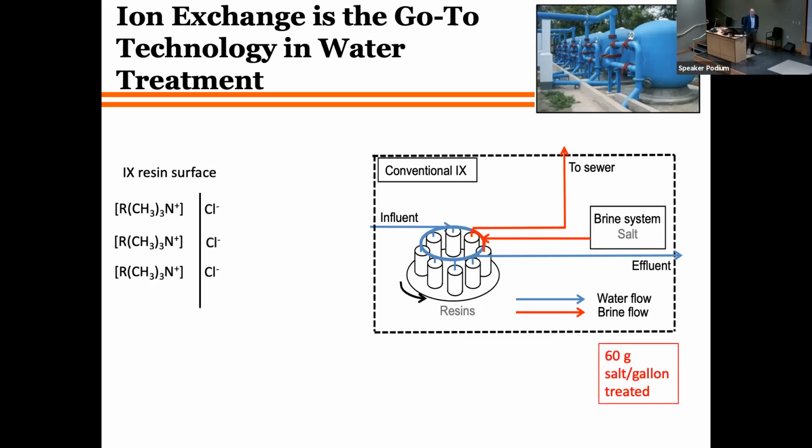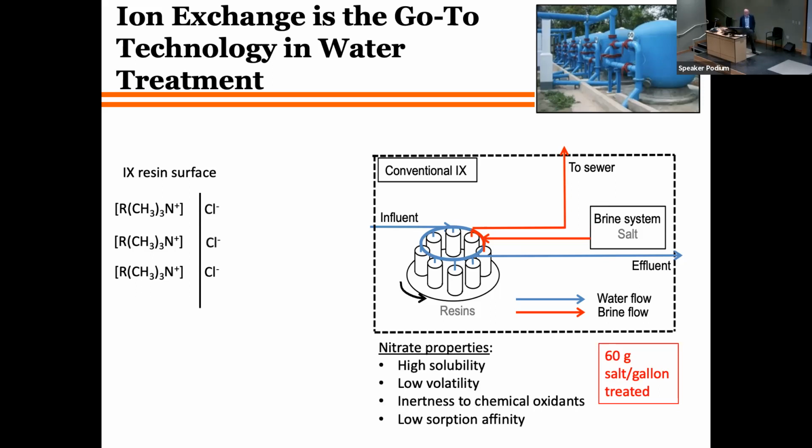There's a lot of salt required when we regenerate these resins, as high as 60 grams of salt per gallon treated. That's a lot of salt. And salt ends up being the number one cost of these systems. But right now, we're kind of stuck on these systems. You could use RO, but that's even more expensive, and unless you have salt you're trying to remove simultaneously, it's not really a good option.